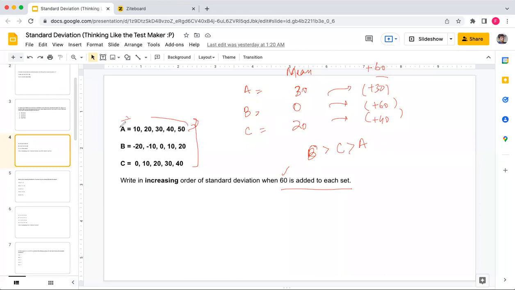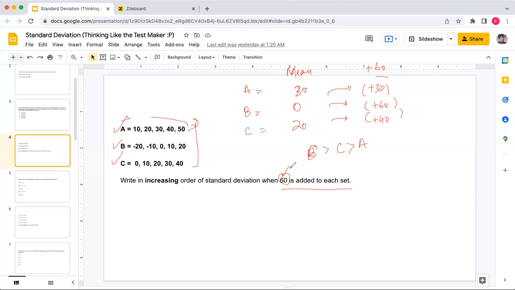In this scenario, all of these initially have the same standard deviation. So you just need to see that if you add 60 to these, what is the greatest change? Which of the following has the greatest change in standard deviation? Just see the mean and see which value is at a greater distance from the mean. The greater the distance from the mean, the greater will be the standard deviation.